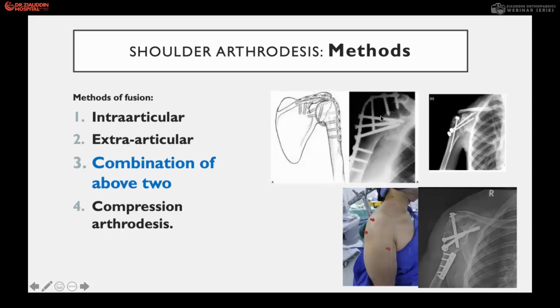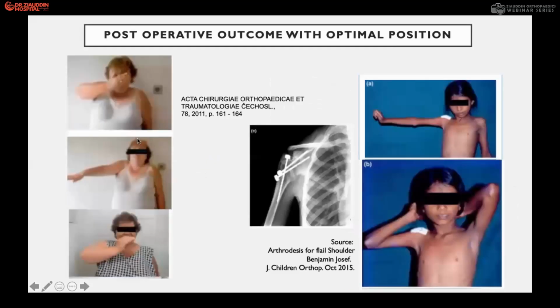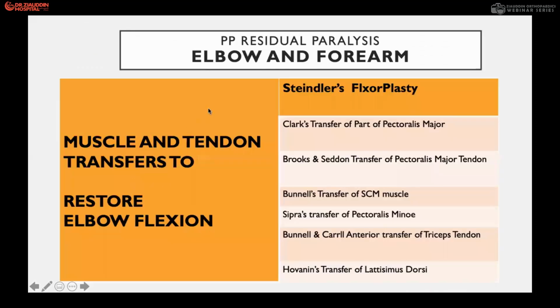By this method, we call it the combination of extra- and intra-articular arthrodesis with the optimum articular position. This is intra-articular arthrodesis done with simple screw fixation. And some people do arthroscopic arthrodesis by placing screws through mini incisions with arthroscope assistance. Here are the different positions achieved after good shoulder arthrodesis in the optimum position. She can comb her hair and reach her face, and they can do abduction with the scapulothoracic movements. Now we come to the elbow and the forearm paralysis.